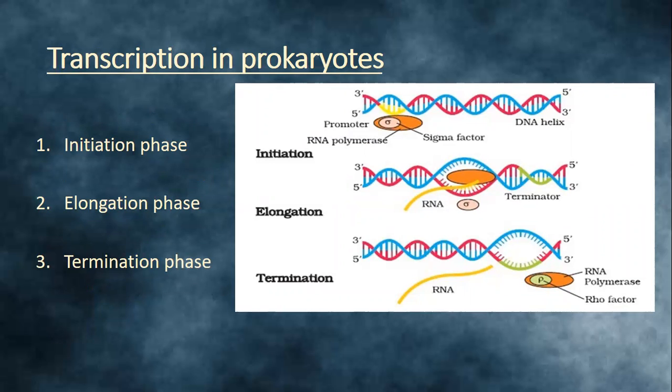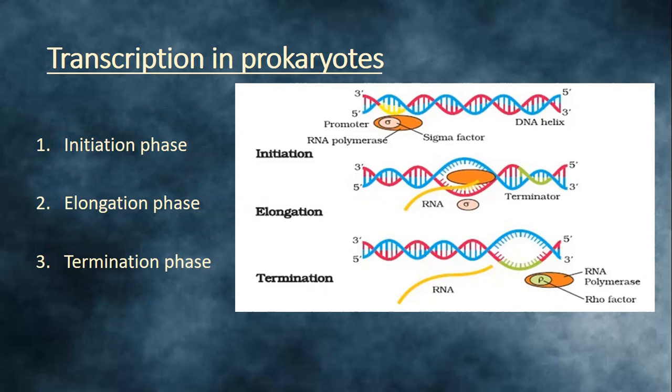Now we will discuss transcription in prokaryotes. Transcription consists of three main phases: the initiation phase, the elongation phase, and the termination phase. In the initiation phase of prokaryotes, RNA polymerase binds with the double-stranded DNA and the sigma factor creates a transcriptional bubble there.